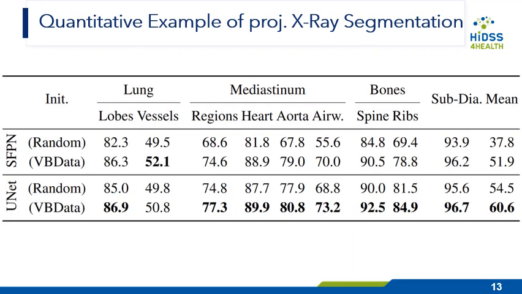Overall, we can see here the quantitative performance on the projected X-ray segmentation. Overall, the UNet performs better with roughly a 9% difference to the SEM-seg FPN. The best segmented classes are the spine and the subdiaphragm. We also segment regions such as the heart and the lung lobes relatively well. The model struggles for structures that are more fine-grained, like the vessels and the airways.